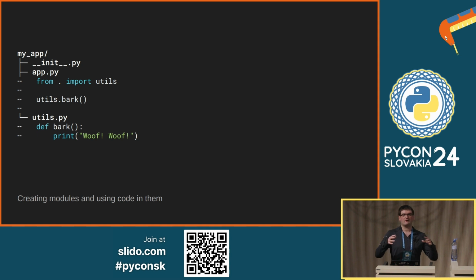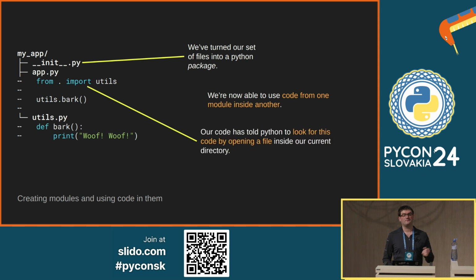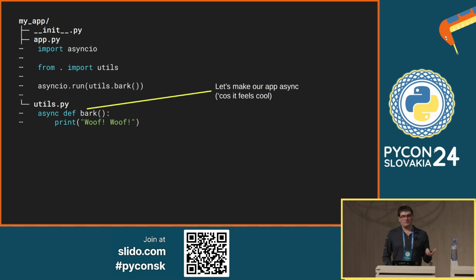But let's make our project now a little bit more complicated. So rather than just having one file, we've now got two. And so we've turned our set of files into a package here. We are now saying that we want to use code from one module inside of another module. Essentially, Python has been told to go into another file somewhere, open it, execute the code that's in that file in the current environment, and put it into my namespace as it stands. Now, we could make it a little bit more complicated still. We could say, hey, this is going to be an async app because it feels a bit cooler.